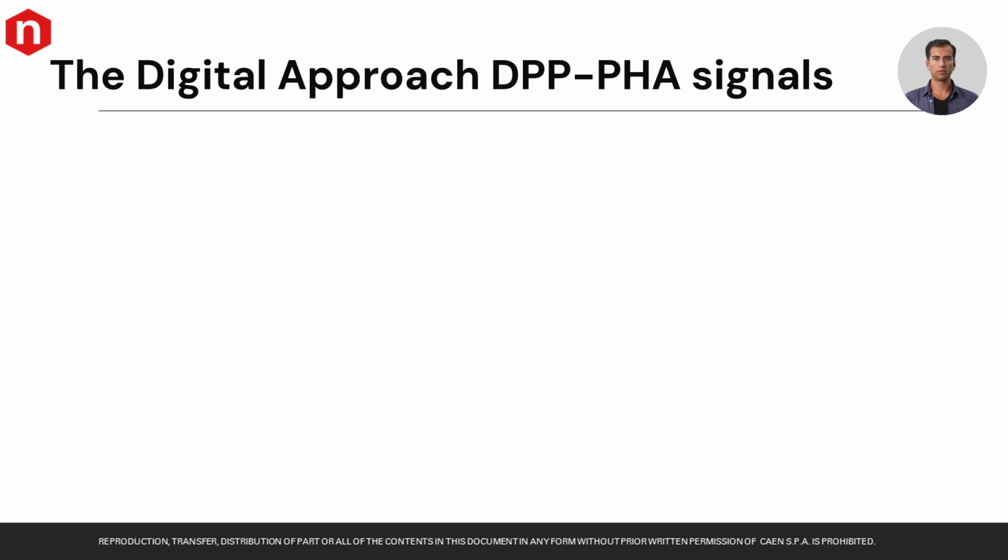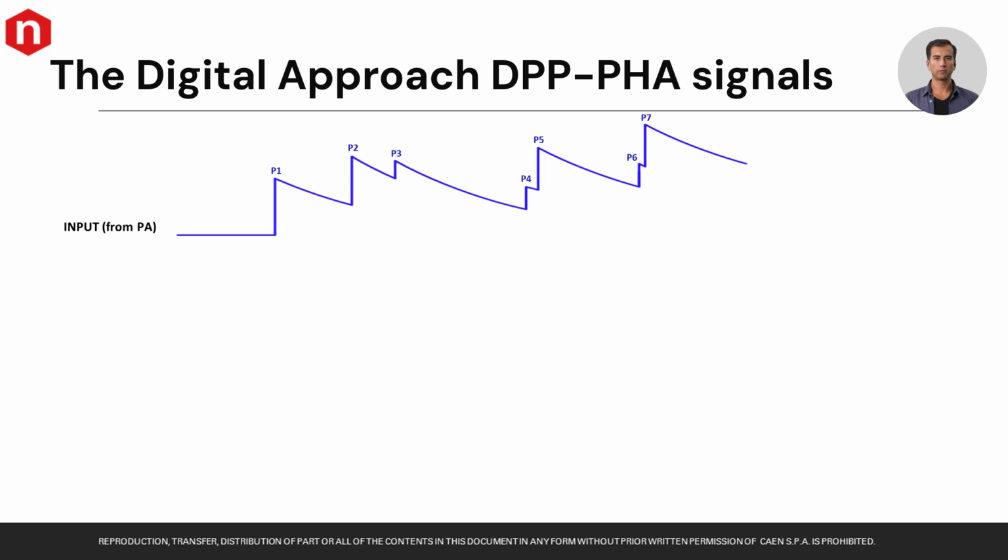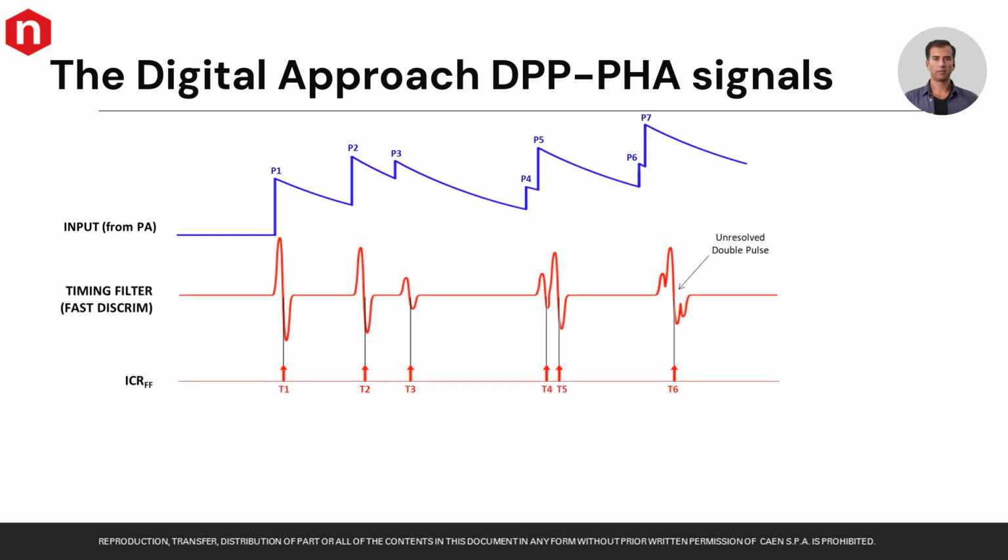The following figure shows some examples of trapezoid formation. The blue trace represents the output of the preamplifier, which is the analog signal sampled by the ADC and processed by the DPP-PHA algorithms. A sequence of stacked pulses, P1 to P7, can be observed. The red trace shows the bipolar output of the fast timing filter and the self-trigger generated at the zero crossing. As can be seen, the first 5 pulses have been correctly identified and will be counted in the ICR.